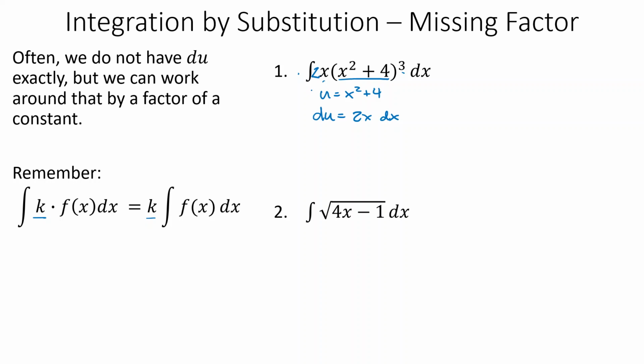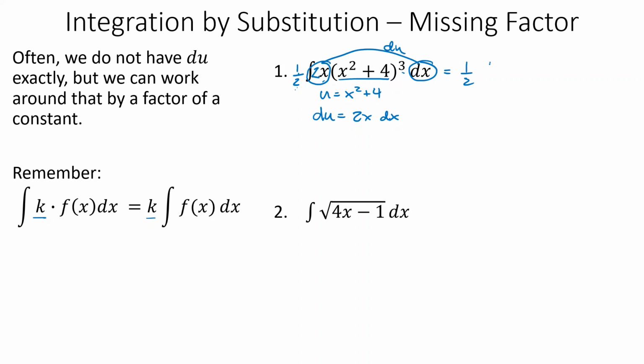But now we've changed the problem. So how can we cancel out a 2? Well, we just divide by 2 or multiply by 1/2. So now this 1/2 times 2 would cancel each other out. So we're just going to leave this guy out front and we'll bring it back in at the end. And these two guys together become our du.